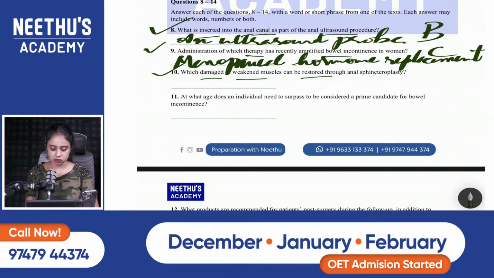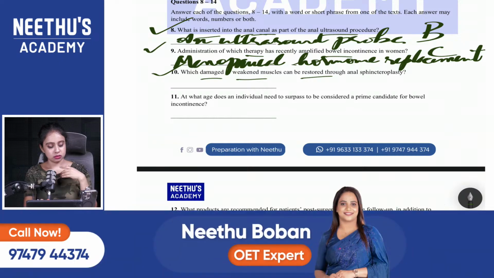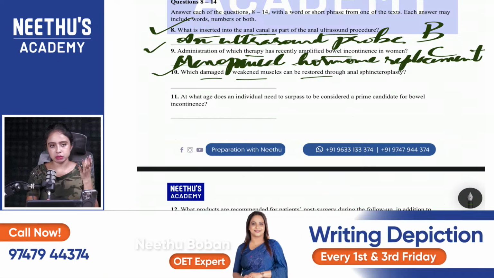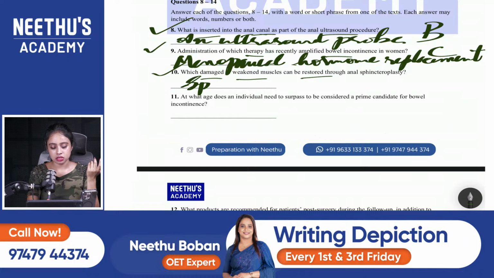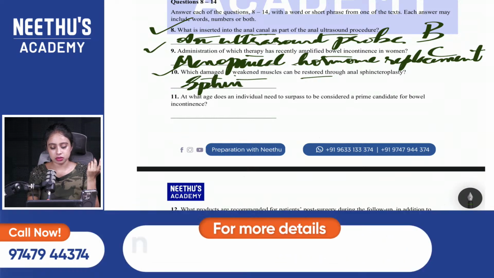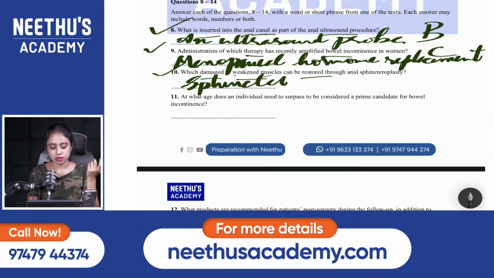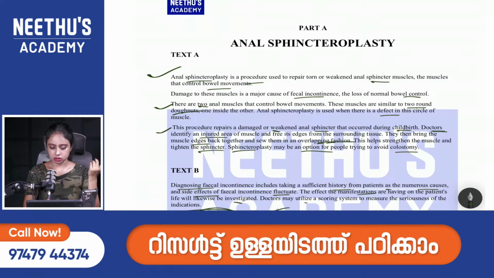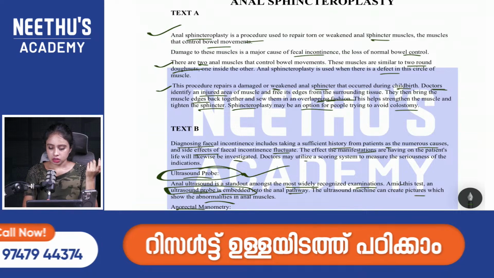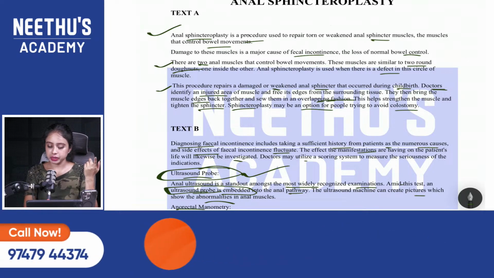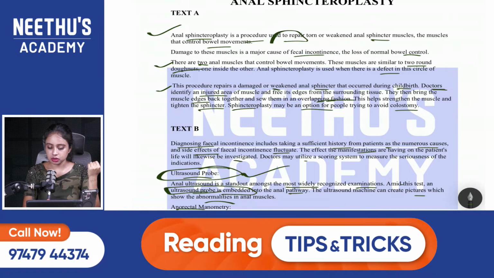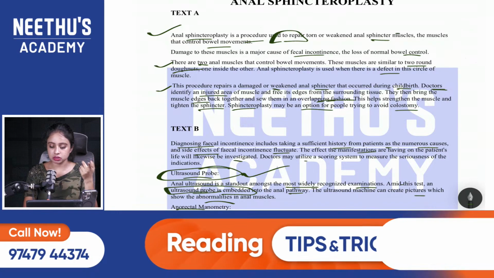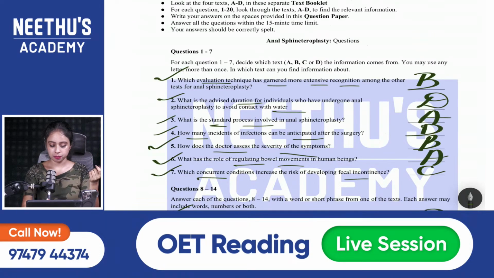Just a very direct answer. Which muscle is called that? The only muscle mentioned here is sphincter, right? Yes. Okay, which is from text A, and here is the answer. Anal sphincteroplasty is a procedure used to repair torn or weakened anal sphincter muscles. So the answer is sphincter.